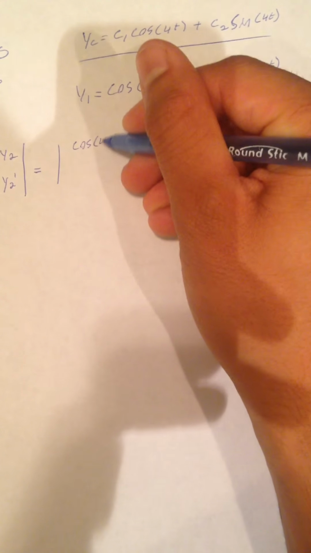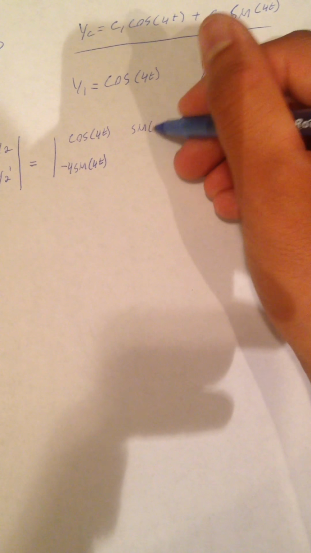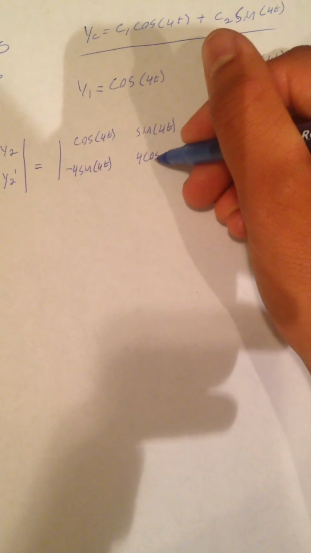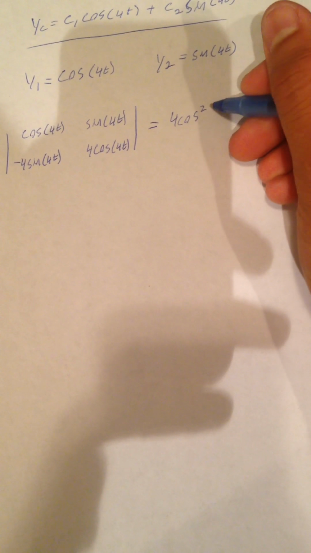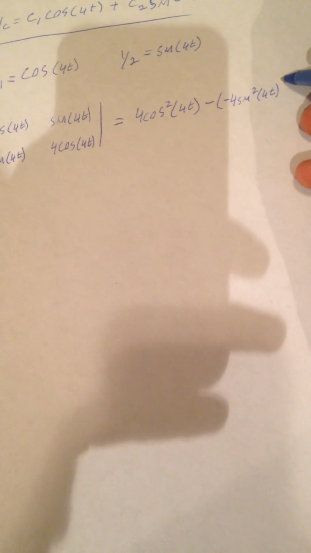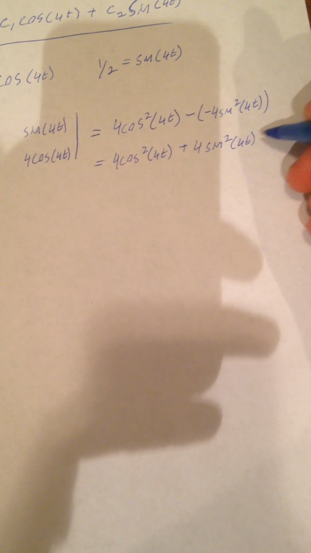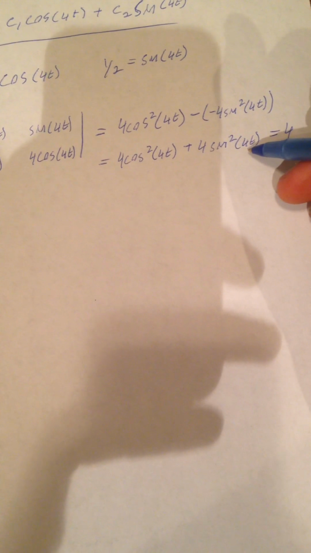So you're going to get cosine of 4t, and the derivative of cosine of 4t is negative 4 sine of 4t. And y2, of course, sine of 4t. Derivative is 4 cosine of 4t. Once you cross multiply, you're going to get 4 cosine squared 4t minus a negative 4 sine squared of 4t. Which is going to equal 4 cosine squared of 4t plus 4 sine squared of 4t, which is going to equal 4 because you could pull the 4 out in front, and the cosine squared and sine squared equals 1.